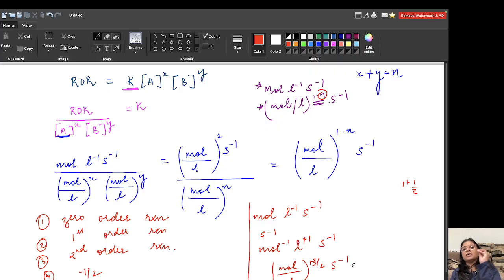This is how you find the units of all kinds of reactions: moles per liter to the power 1 minus n second inverse. What is the unit of rate of reaction? Moles per liter second inverse. Okay, so let's do a few very important questions. I think you'll get an understanding of the order of reaction and how we calculate the rate of the reaction. After this, we'll start with zero order reaction. So let's do some questions from this topic.